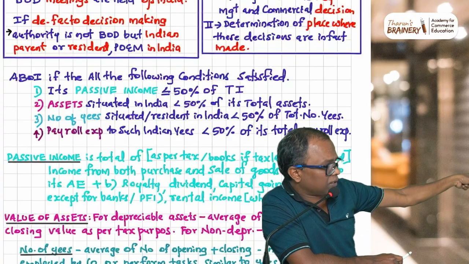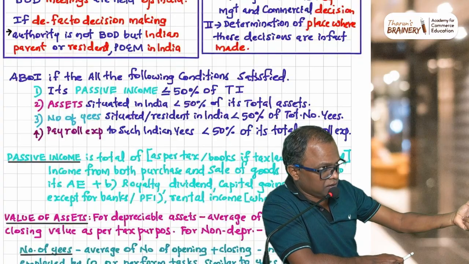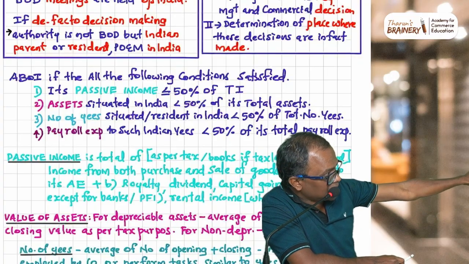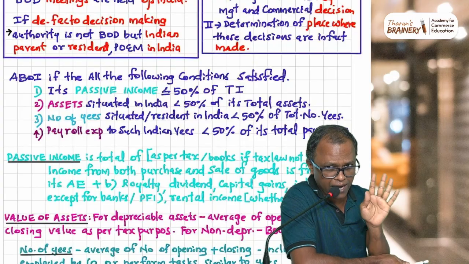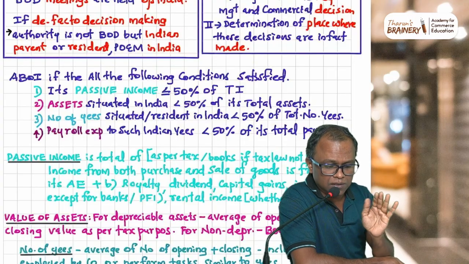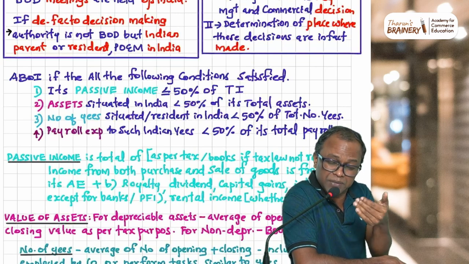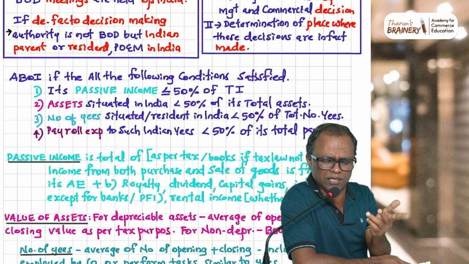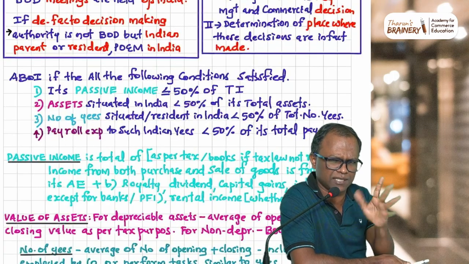In the second, third, fourth, the comparison is with respect to items in India compared to the total. But in the first item, passive income less than or equal to 50% of total income, nothing is said regarding India. They are not using that word. So first we should find out the total income of that foreign company. Out of that total income, what is the passive income? And what is the percentage of that passive income compared to the total income? If that is less than or equal to 50%, we can say the first test is satisfied.